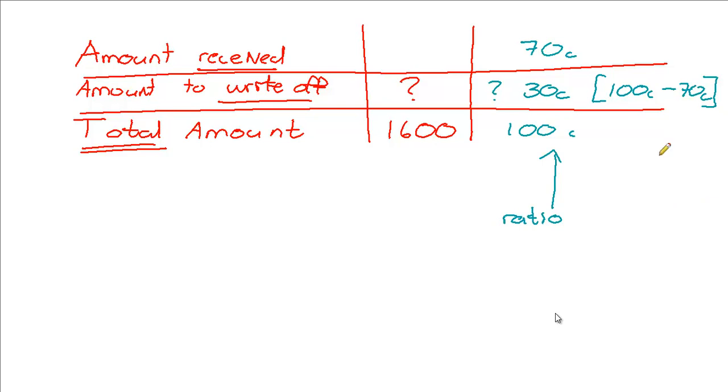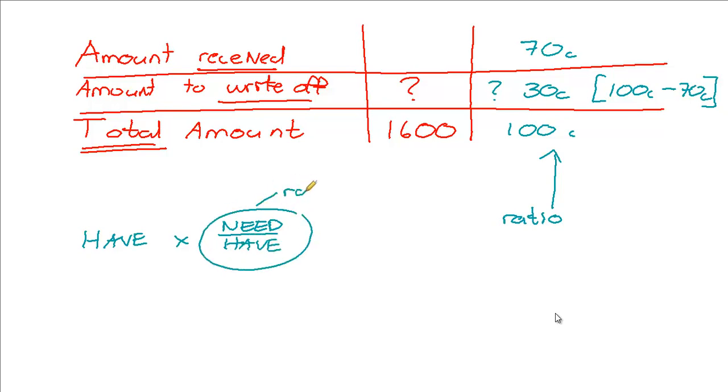that we need to use if we want to calculate the amount received, the amount written off, or the total amount. So if we use our formula, we take what we have and we multiply by what we need over what we have. Remember, this part we always need to get from the ratio. So this is the ratio that we're going to use for received, write-off, and total. The actual amount that we have is 1,600. 1,600 times what we need. In this case, we need the amount written off.